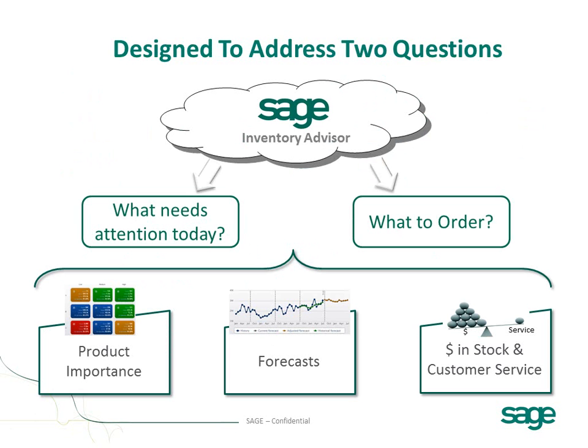To understand what Sage Inventory Advisor is designed to do, it's designed to focus on two key areas. Really, what is needed today: what went wrong and what needs attention today, and what we need to be ordering. Underpinning those two key decisions is data classification or product importance ranking, some forecasting, and this whole aspect of setting target fill rates and target service levels around your stock, so that your stock is being driven in the direction that you need it to for customer satisfaction.